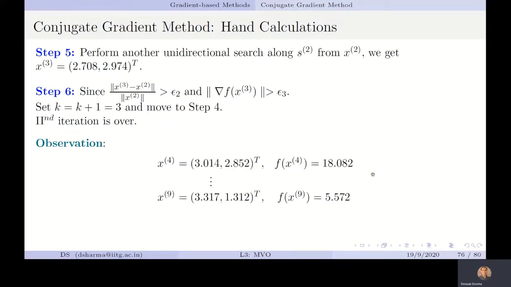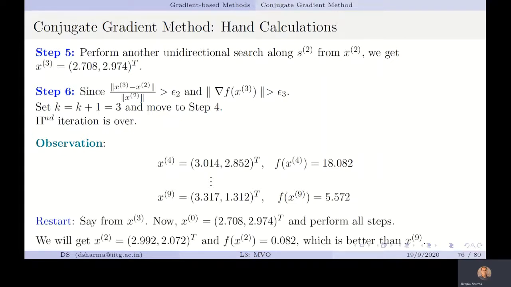So let's do one thing: let us restart from the point X3. In that case, X0 will become X3. Now you can see on the top at step number 5, the X3 value is taken as X0. And then we have to perform all these steps starting from step 1 to step 6.